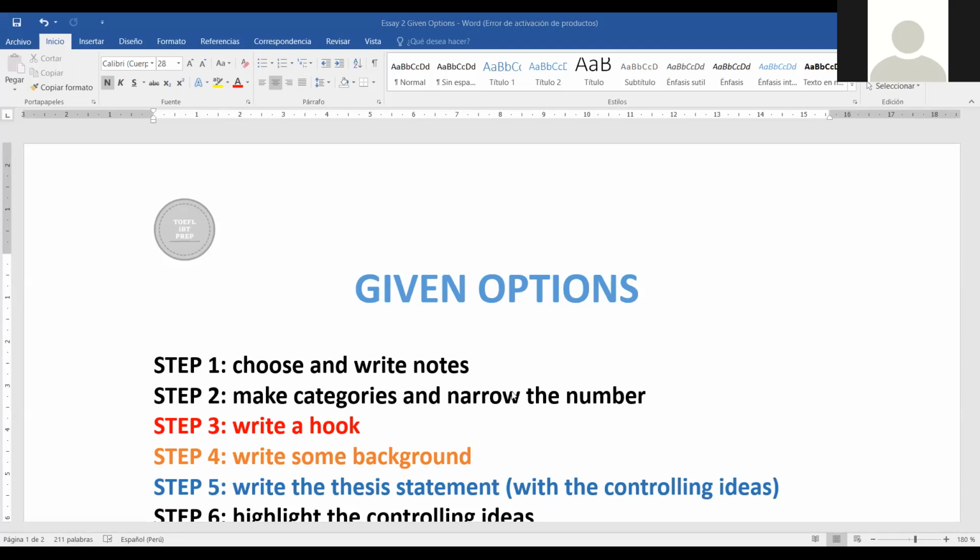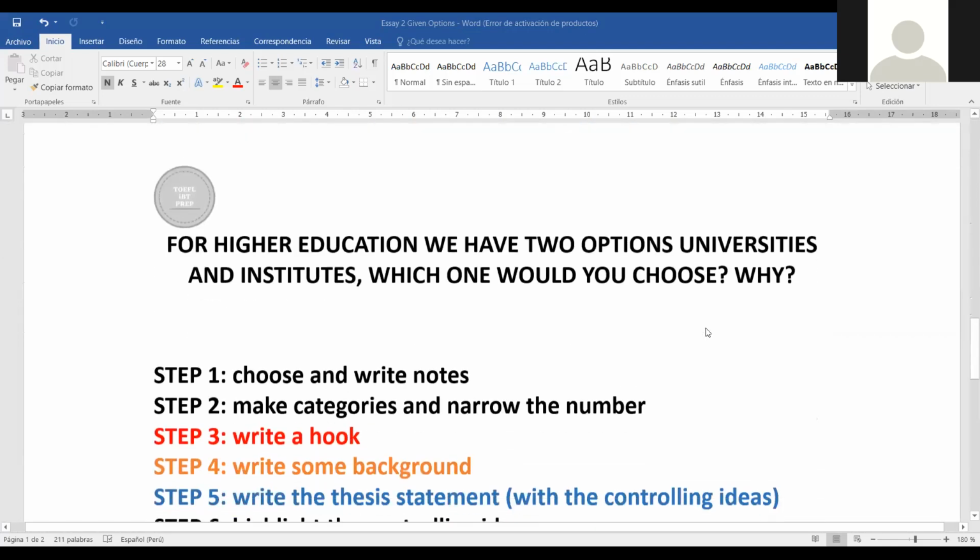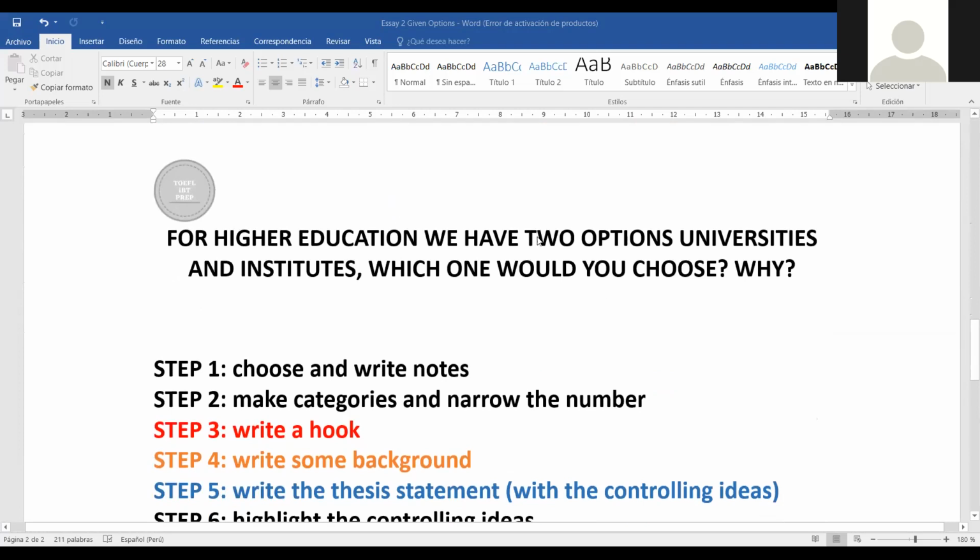Okay. So as last class, I have a Word document in which I copied to make things easier. And then this is the topic I chose. This topic is also real from a TOEFL exam. Please, could you please read that topic? For higher education, we have two options: universities and institutes. Which one would you choose and why?